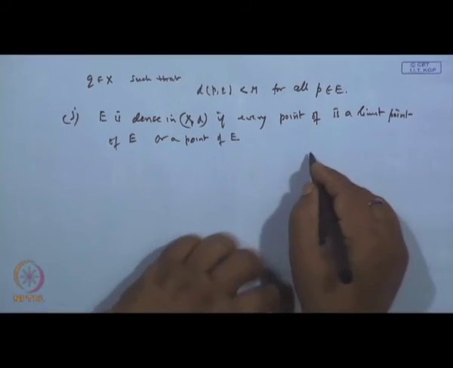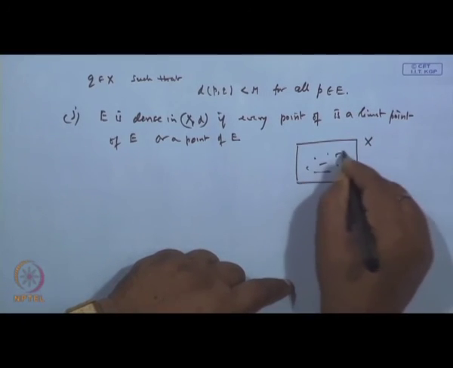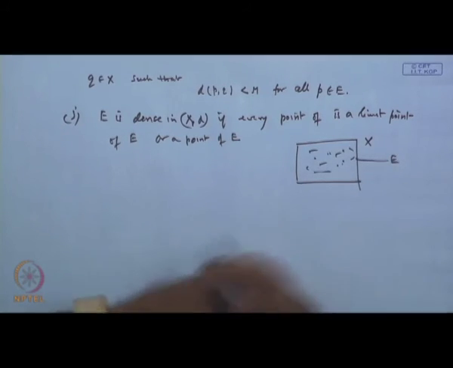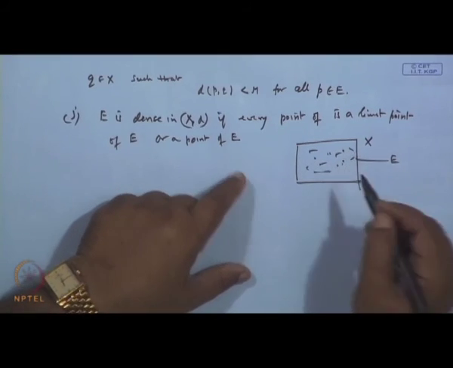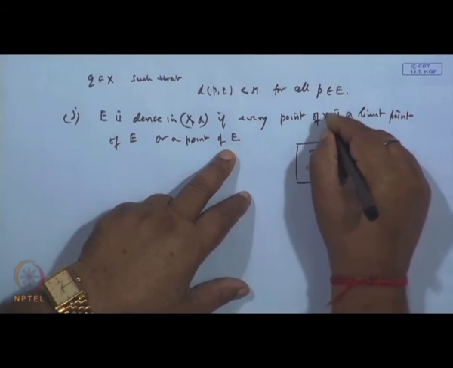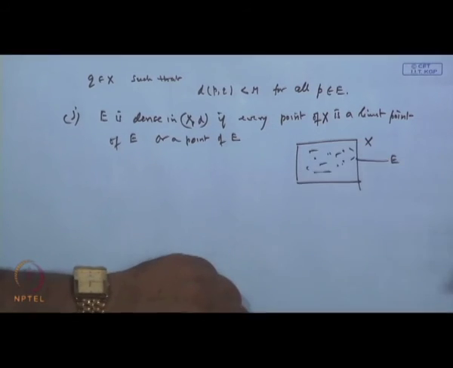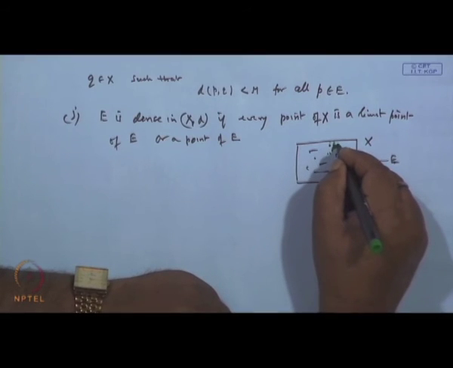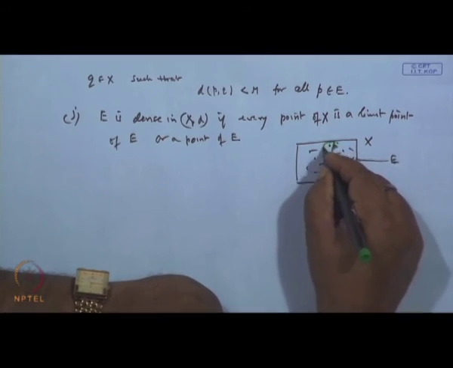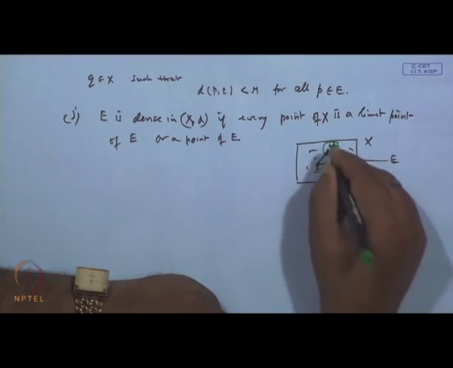It means what? When we say a set E is said to be dense in X, it means every point of X is a limit point of E or a point of E. So, if we take any point X here, then this point will either be a point of E, or if it is not a point of E, then it must be a limit point of E. Limit point means if we draw a neighborhood around the point P, there must be some point Q of E which is different from P.